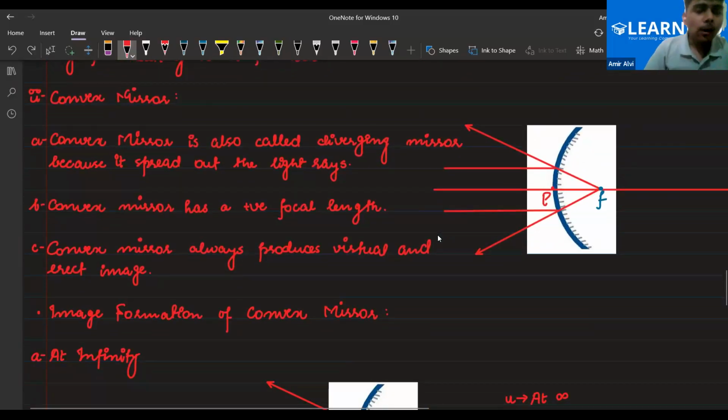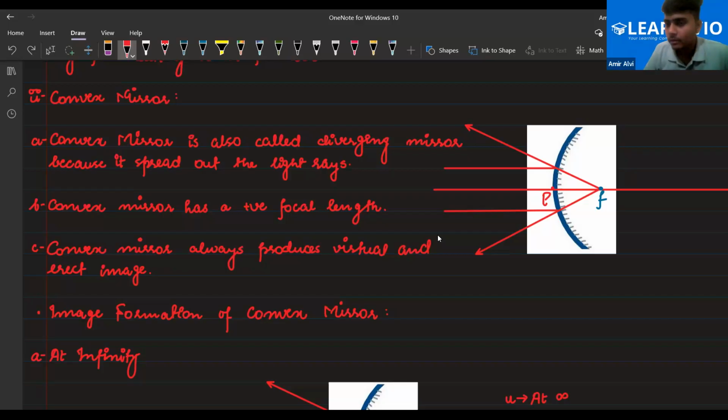Okay, that's great. Now let's discuss the convex mirror. What is basically a convex mirror? As I've told you initially, if a concave mirror is a converging mirror, that means a convex mirror will act as a diverging mirror. What does diverging mean? Suppose you have taken a spoon. The outer part of the spoon will act as a convex mirror. A convex mirror spreads out the light rays in different directions. It does not converge, it diverges.